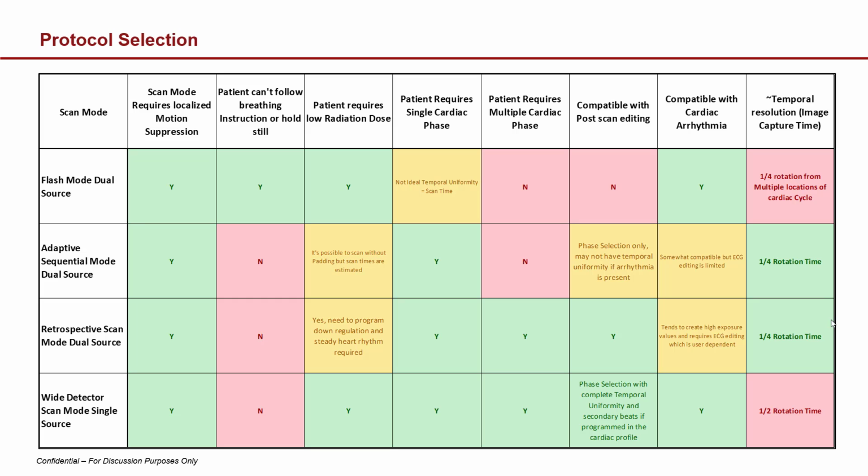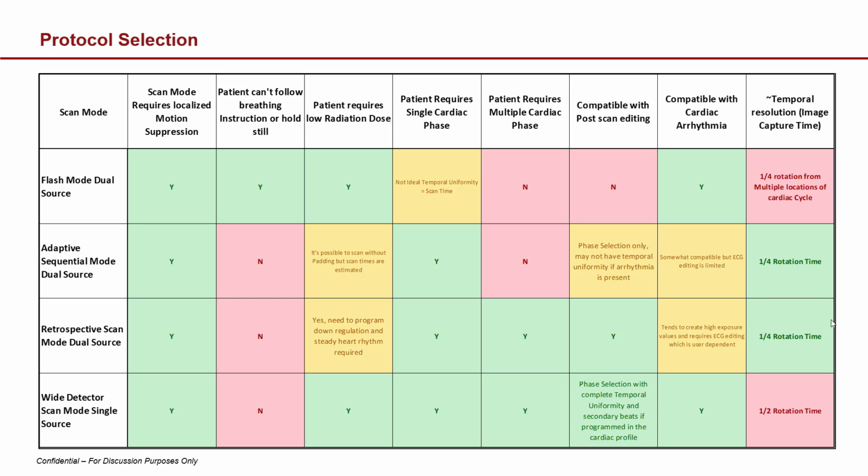For that matter, you can use the sequential mode, the adaptive sequential mode, or the perspective step and shoot mode if you'd like. However, you generally will need to add some padding and make some background optimizations beforehand if you want to make this kind of a low dose acquisition. And with retrospective mode, you can do that assuming that your automated settings are set up correctly and your patient has a steady heart rhythm.